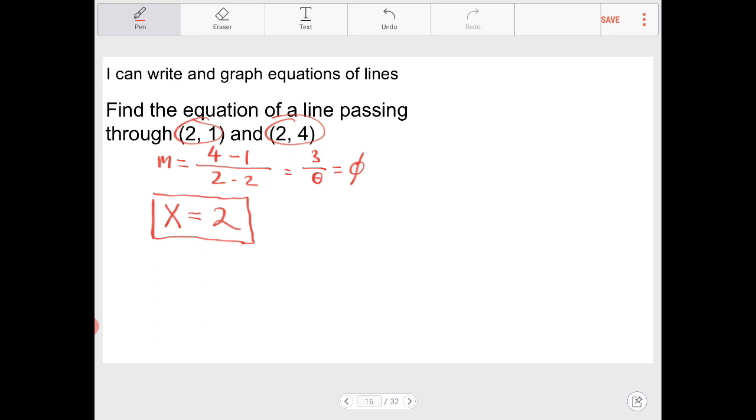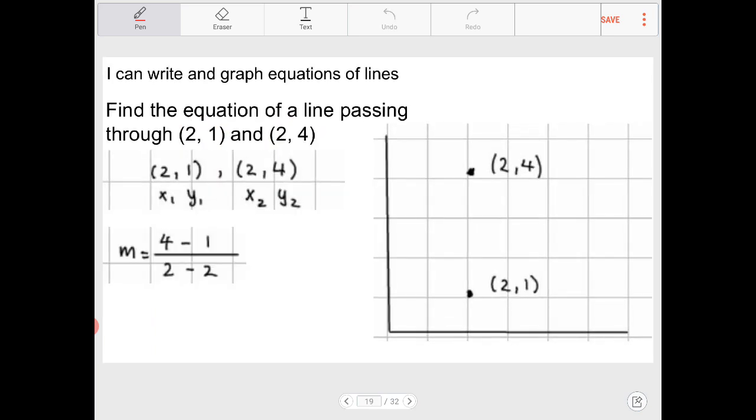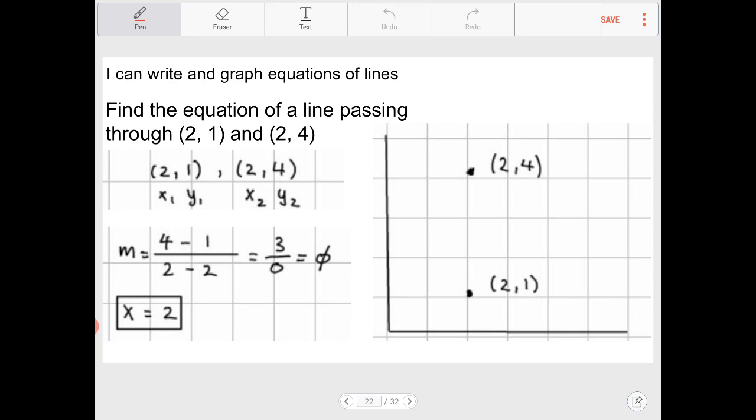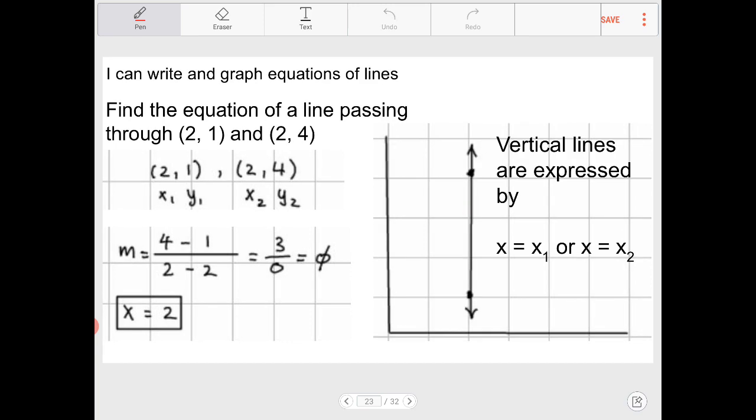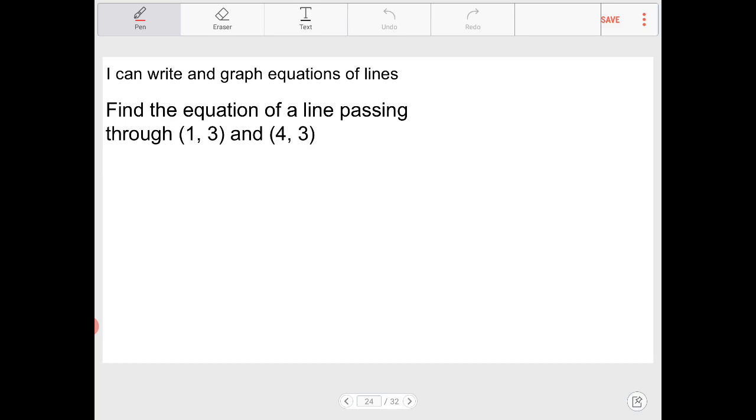Let's see how this looks graphically. By plotting out those two points, I see that the two points are actually stacked one on top of the other, and all those x-coordinates are, in fact, 2. So again, vertical lines are expressed by x equal to either x1 or x2. Let's look at the third example.